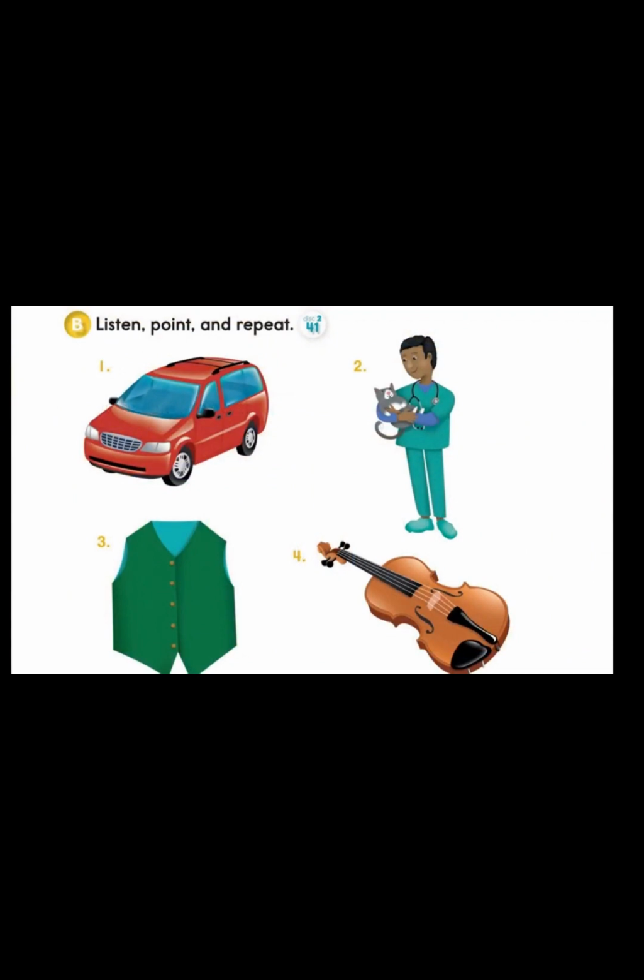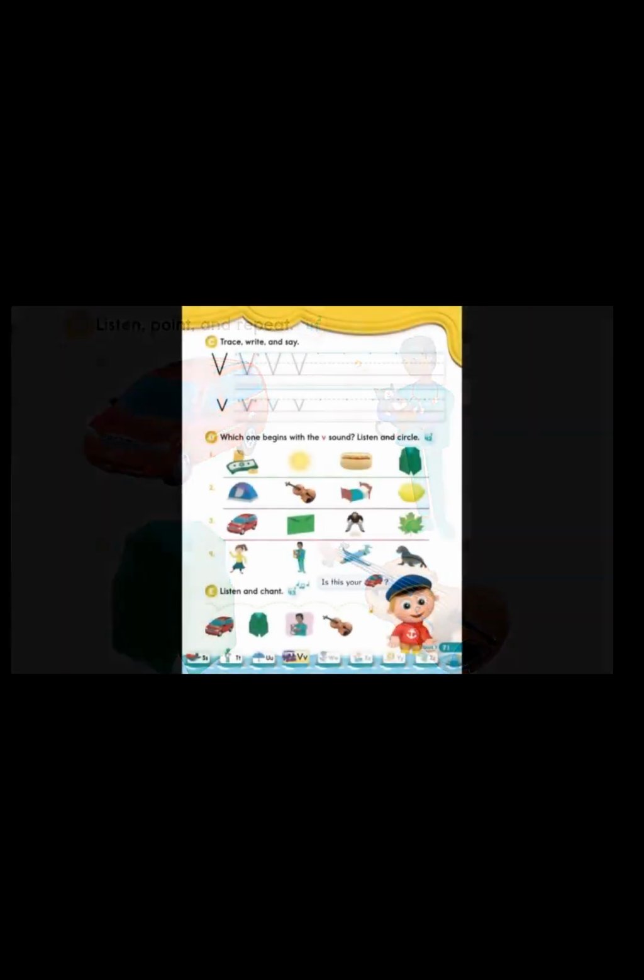Page 70. B. Listen, point, and repeat. 1. Van. 2. Vet. 3. Vest. 4. Violin.